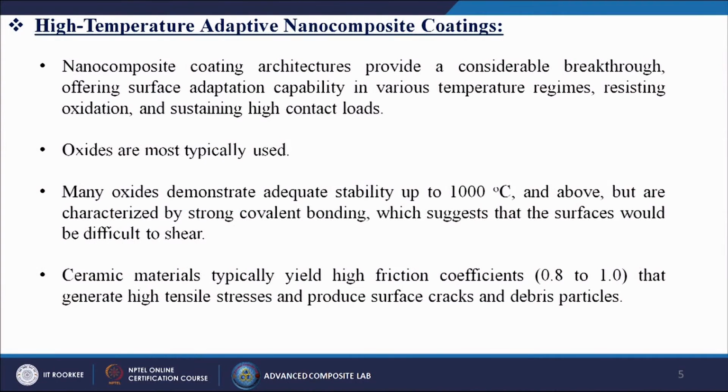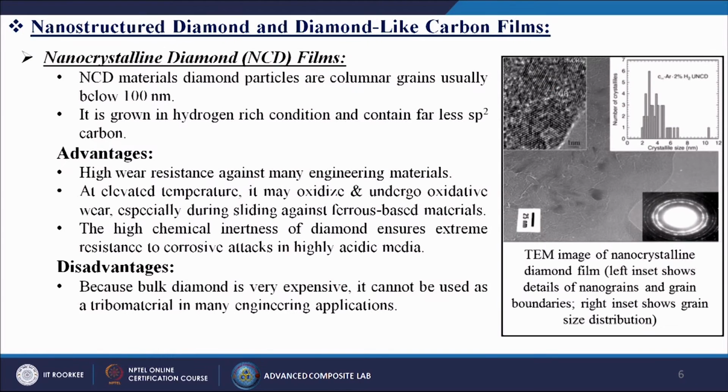Ceramic materials typically yield high friction coefficients, generally 0.8 to 1, that generate high tensile strength and produce surface cracks and debris particles. Now, we are going to discuss the nanostructured diamond and diamond-like carbon films.